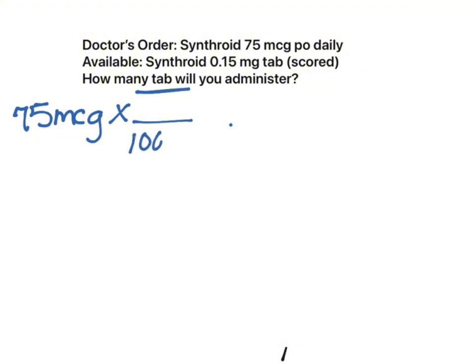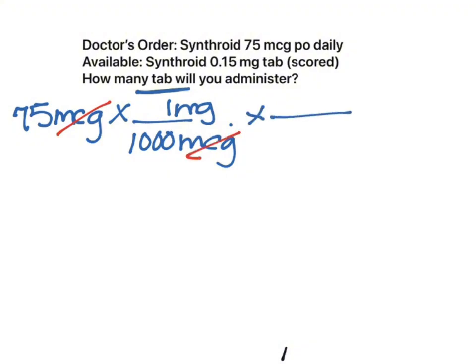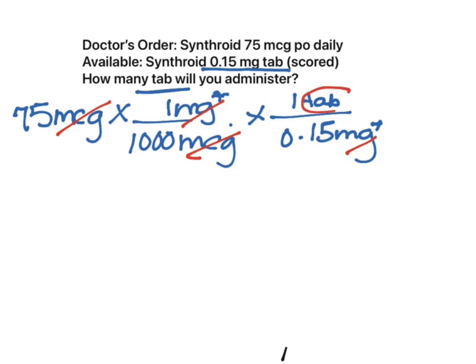So we know that 1,000 mcgs is equal to 1 milligram. So our mcgs cancel out, and we're left with milligram. But our answer doesn't need to be in milligram. Our answer needs to be in tablets. So we got 0.15 milligrams, and we know milligrams need to go on the bottom because milligrams is on the top in order to cancel out. So remember, it has to be on the top and the bottom in order to cancel out. And we're going to put 1 tab on top because that's what it says right here. So then our milligrams cancel out, and we're left with tablets.